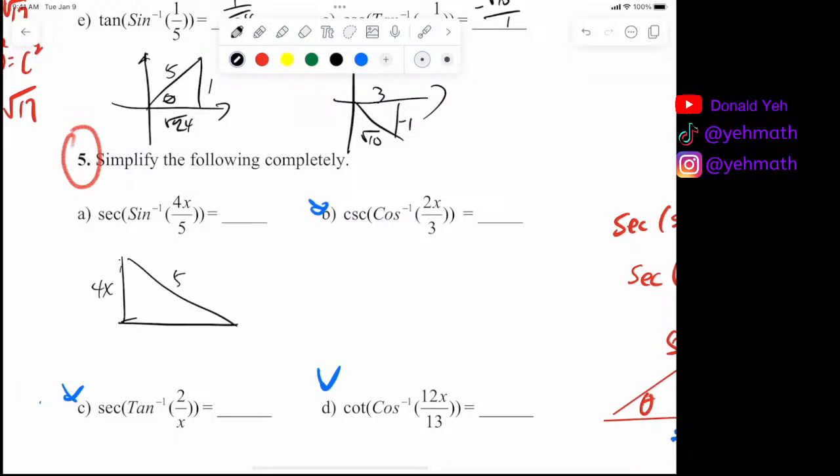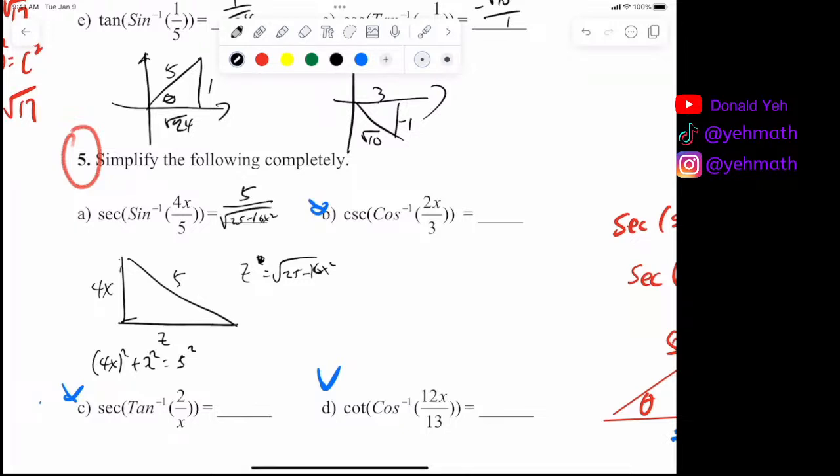4x, 5. So we're going to call this side z. So 4x squared plus z squared is equal to 5 squared. So z squared is equal to 25 minus 16x squared. Good. The z. Okay. So then secant is what? 5 over square root of 25 minus 16x squared.